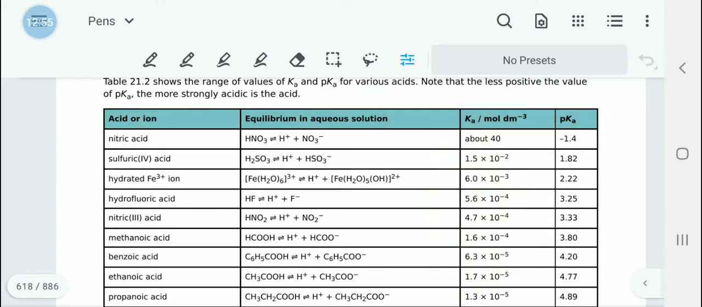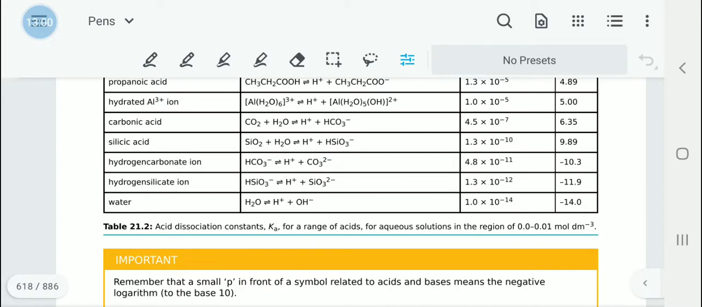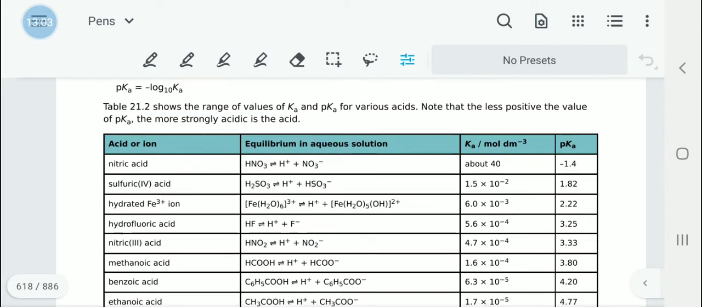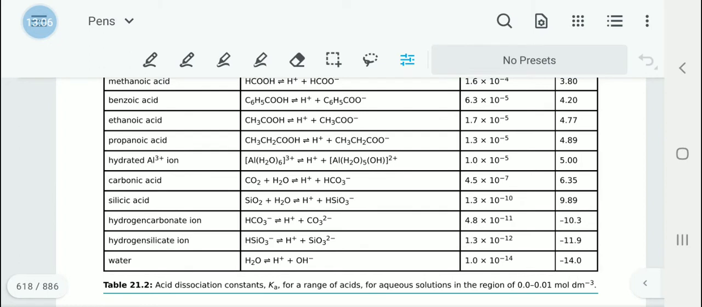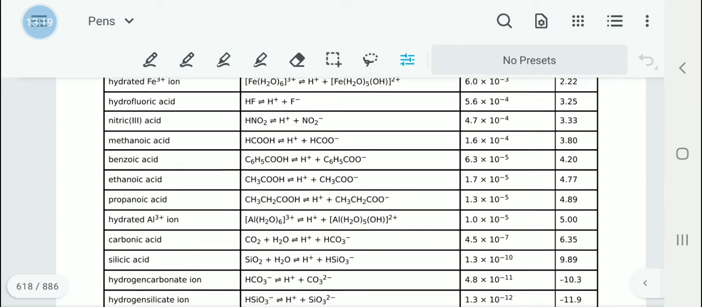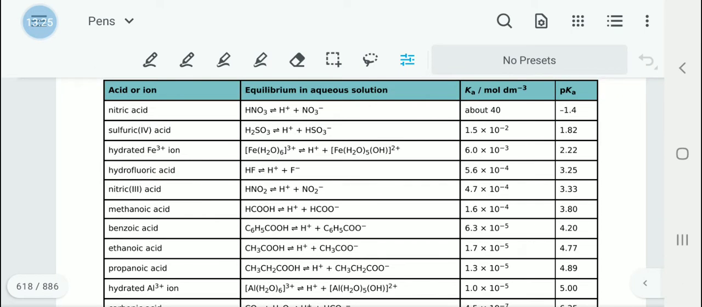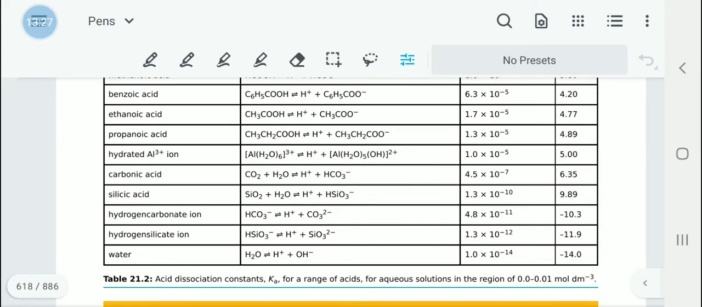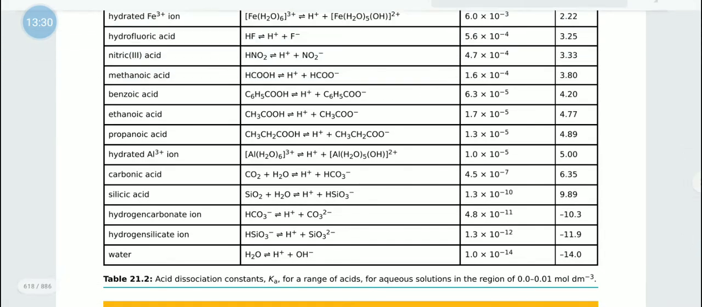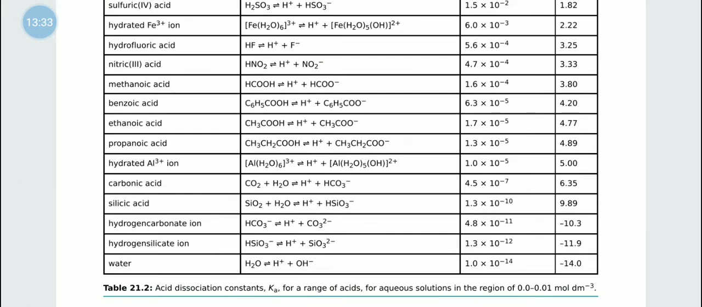For nitric acid, the pKa value is negative 1.4, and when it comes to water, it is negative 14. You can see that water dissociates only very slightly, so as a result it has a very low pKa value. Then ethanoic acid, benzoic acid, the pKa value does not show a pattern until up to this point. Until 9.89, you can see that it is increasing. Then beyond that, it is all negative.